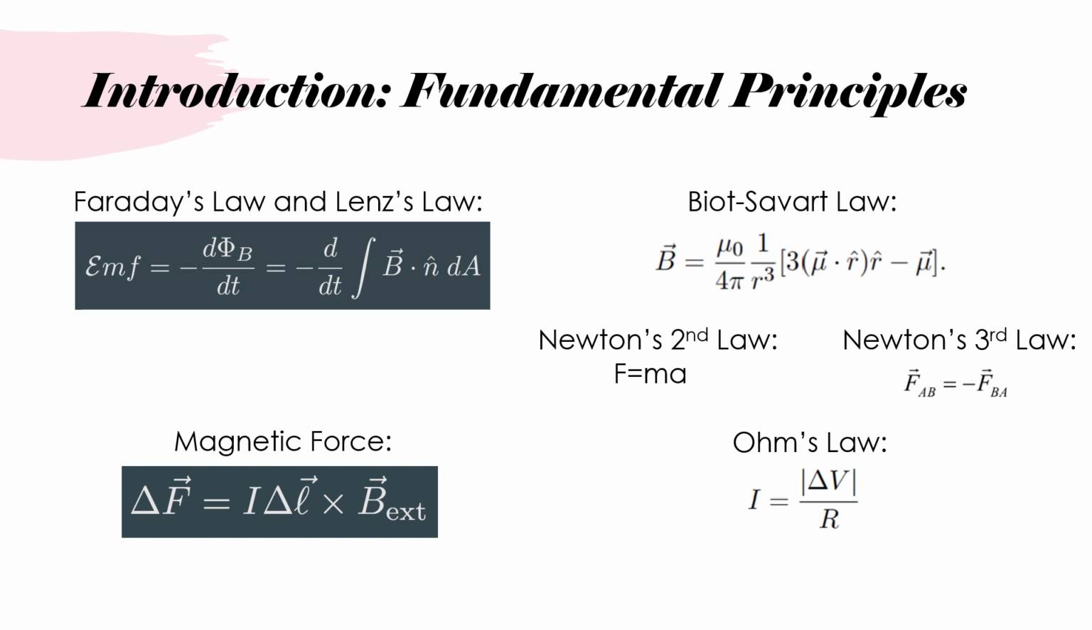The fundamental principles used were Faraday's and Lenz's law, the Biot-Savart law, Newton's second and third laws, Ohm's law, and magnetic force. Faraday's law and Lenz's law were used to calculate the change in magnetic flux as the magnet fell through the tube. The Biot-Savart law was used to calculate the magnetic field of the magnet. The magnetic force formula was used to calculate the magnetic force exerted on the tube. Ohm's law was used to calculate the induced current in the tube. Newton's second law was used to calculate the gravitational force on the magnet, and Newton's third law was used to update the position and velocity of the magnet as it fell through the tube.